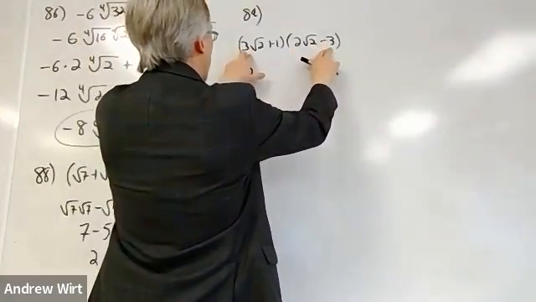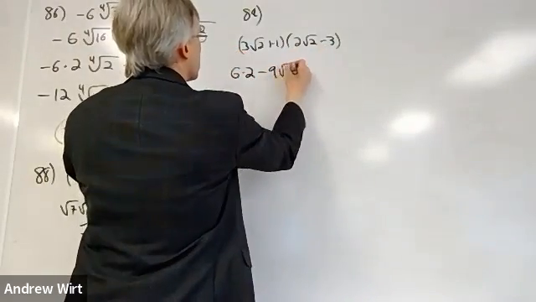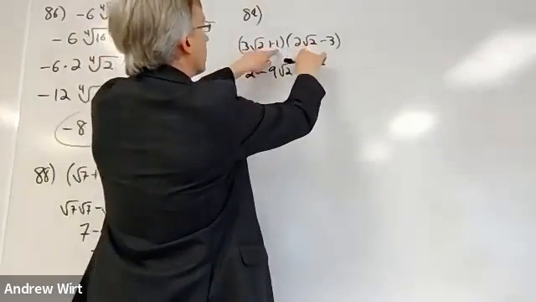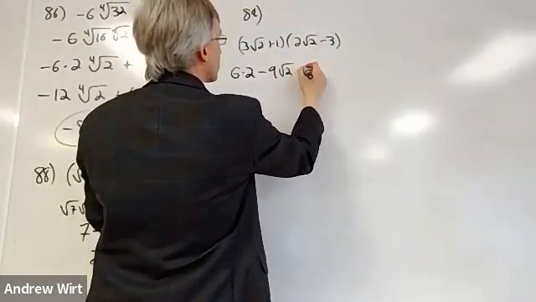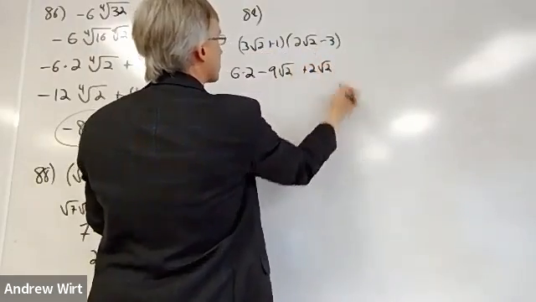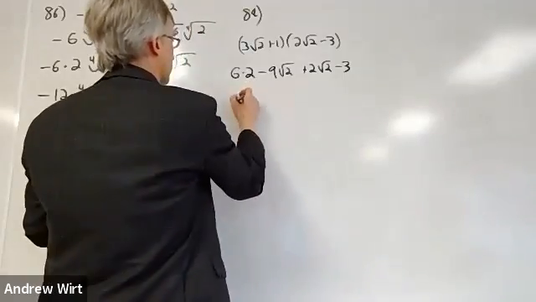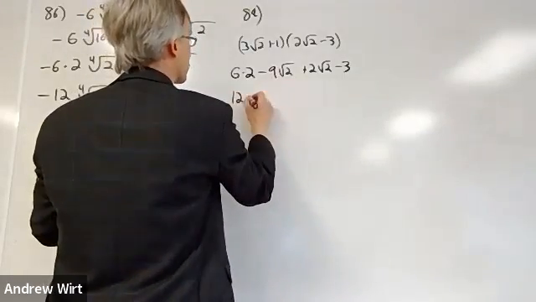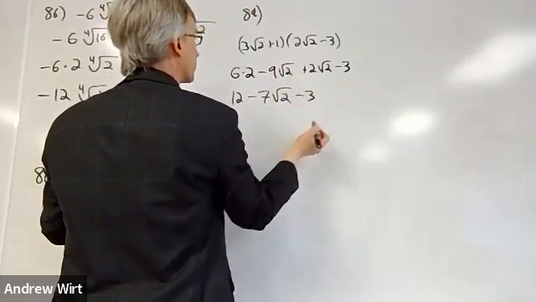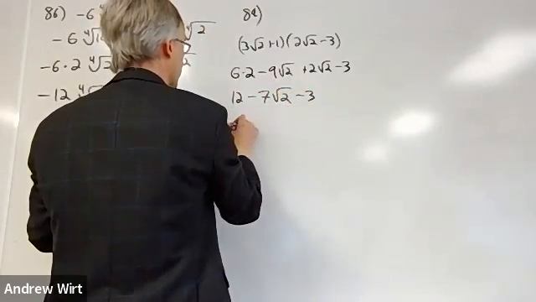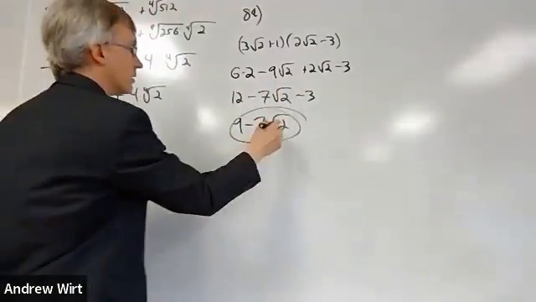All right, now we'll do last. Negative 3 times 3 is negative 9, so negative 9 square root of 2. Inside, 1 times 2 is 2, so plus 2 square root of 2. And then last, minus 3. So this is 12. Combine like terms here. Minus 7 square root of 2. Minus 3. And then finally combine these two and get 9 minus 7 square root of 2.